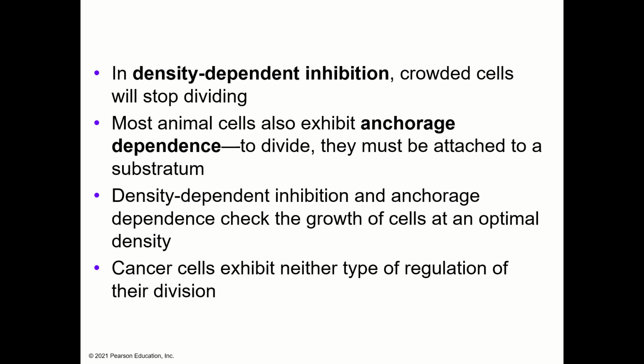In density-dependent inhibition, crowded cells will stop dividing. Most animal cells also exhibit anchorage dependence. To divide, they must be attached to a substratum. Density-dependent inhibition and anchorage dependence check the growth of cells at an optimal density. Cancer cells exhibit neither type of regulation in their division, hence uncontrolled cell growth.